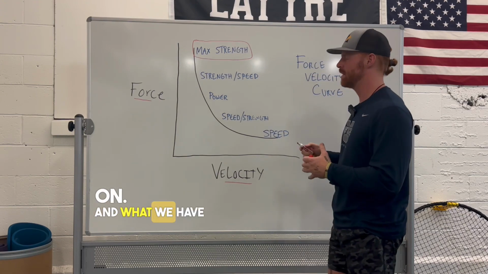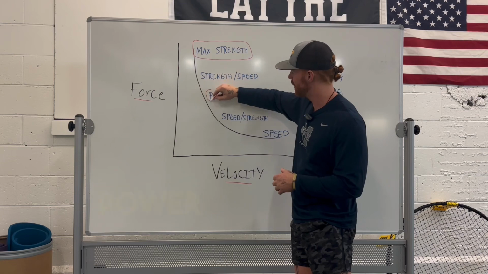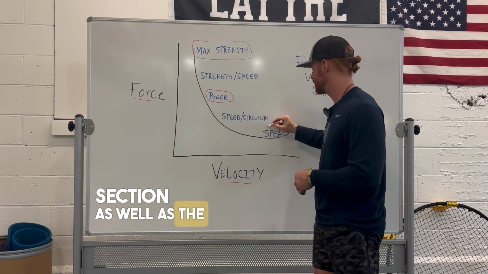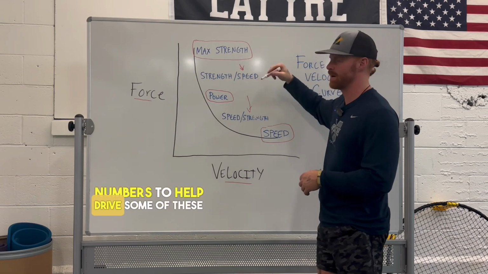This is a great function for athleticism, but there are 4 other categories here that athletes can be missing out on. And what we have found is our athletes that are performing the highest are very capable in the power section as well as the speed section. We use speed strength numbers and strength speed numbers to help drive some of these adaptations.